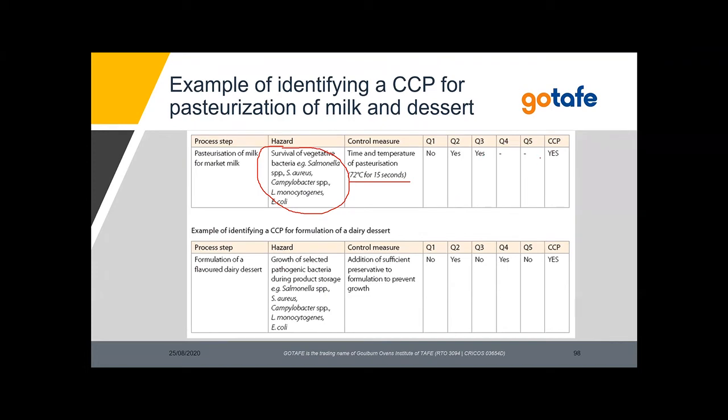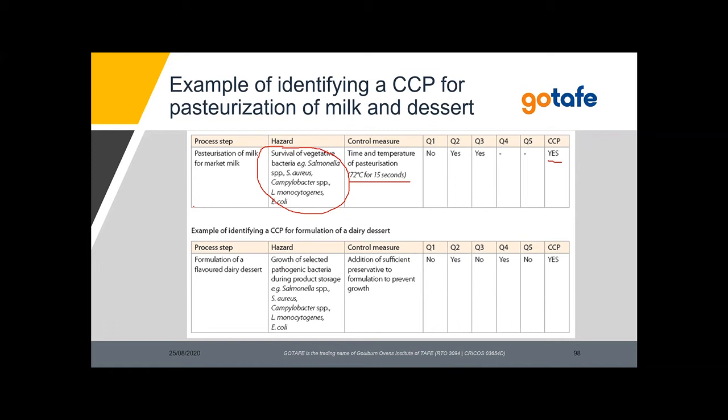Okay, basically you don't have to look at question 4 and question 5 anymore, and you can decide it's a critical control point already. The next example is the process step to start a formulation of a flavored dairy dessert. And what are the hazards in there? The growth of selected pathogenic bacteria during product storage, and of course you have those bacteria listed as examples of those hazards.